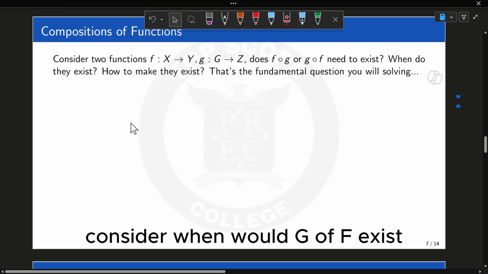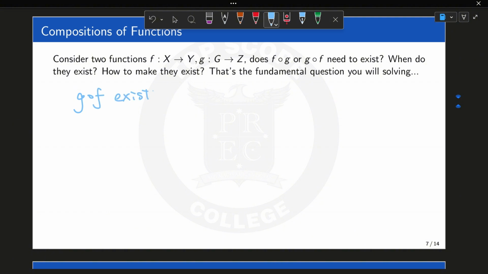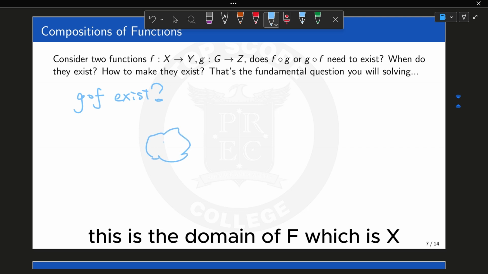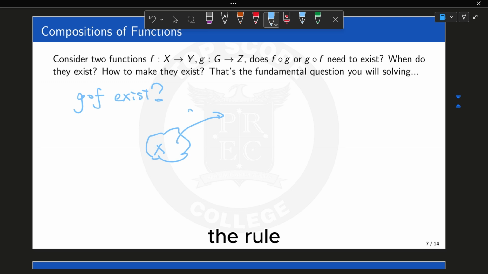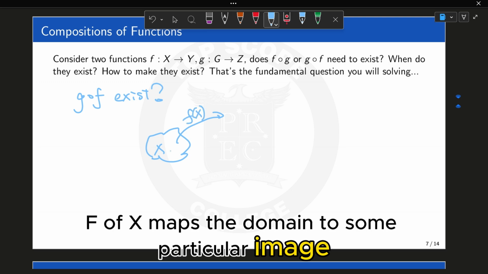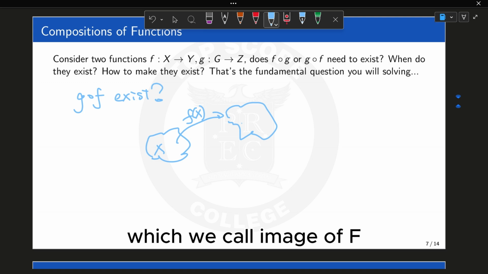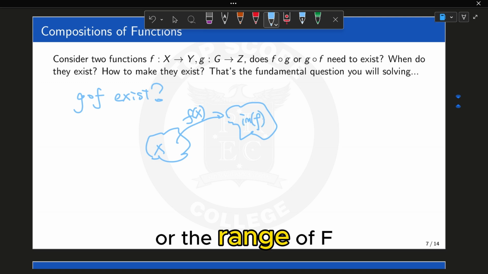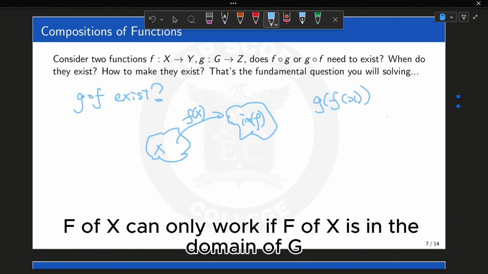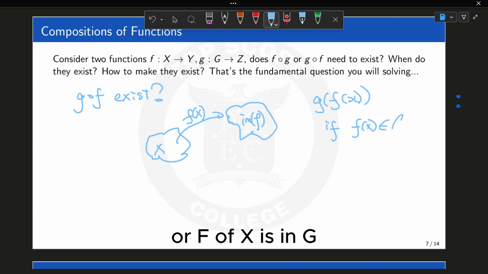Let's, for example, consider when g∘f would exist. This is the domain of f, which is X. The rule f(x) maps the domain to some particular image, which we call the image of f, or the range of f. Now, g(f(x)) can only work if f(x) is in the domain of g.